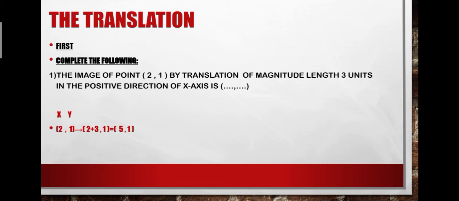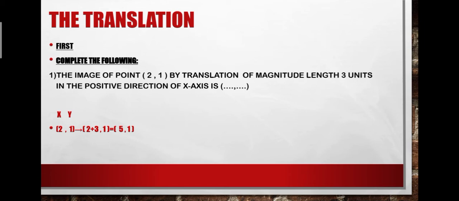First, complete the following. Number 1, the image of point (2, 1) by translation of magnitude length 3 units in the positive direction of x-axis. Magnitude means length. In the positive direction means I will add 3 to x-axis. Any point has x-axis and y-axis. So in this point, I have x-axis 2 and y-axis is 1.